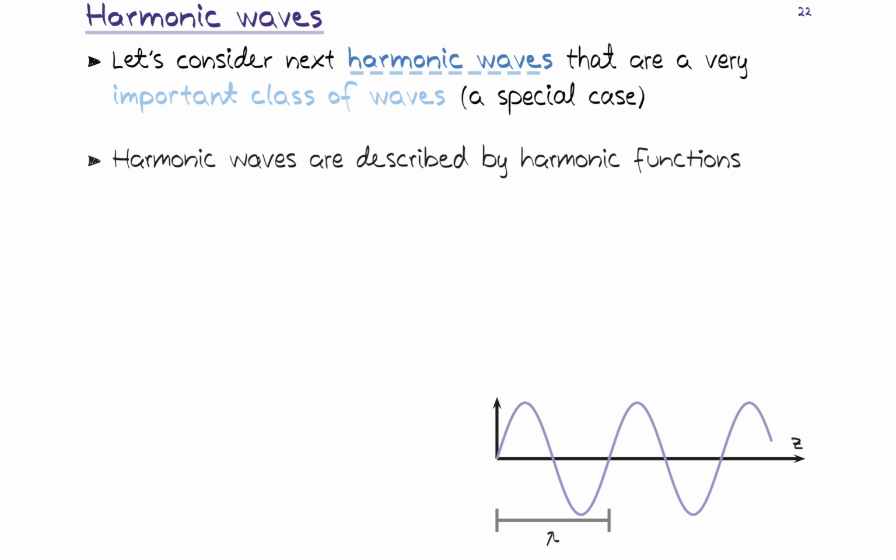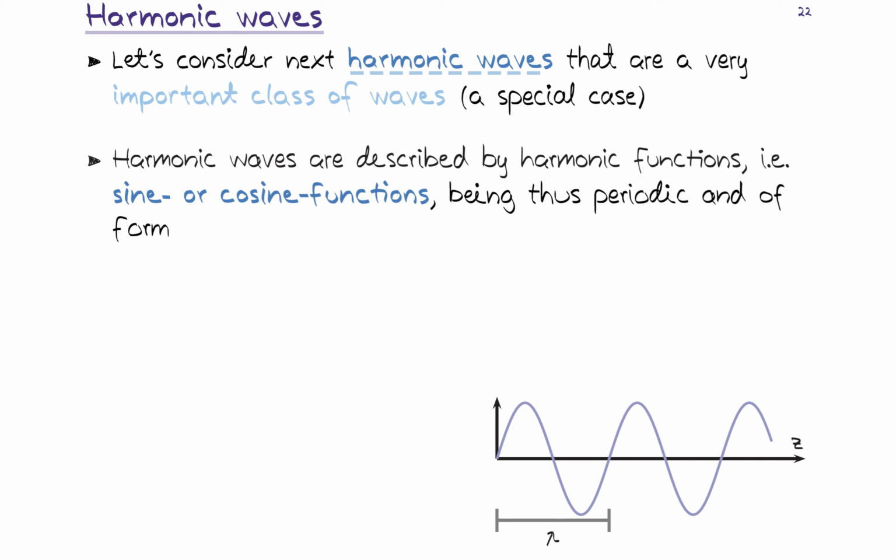Harmonic waves are described by harmonic functions. That's the name. Harmonic functions are also known as the sine or cosine functions, which of course means that they are periodic in nature. Roughly, the waves are of the form psi. Again, we have two variables of interest here: the propagation direction z and the time coordinate t. The argument of the function is of the form z minus vt, so that the wave propagates at the speed v in the positive z direction.